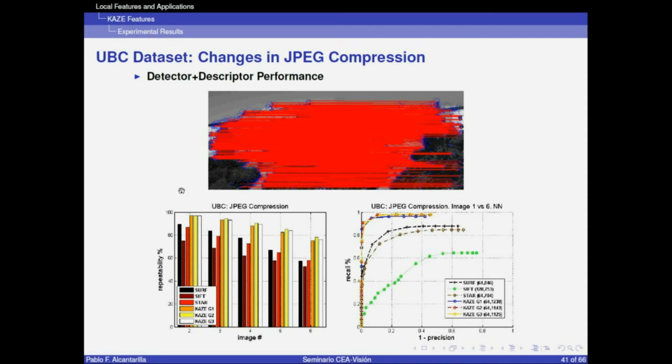This is the UBC dataset that measures the performance of features against changes in JPG compression. And again, we obtain better results for CASE in detection and also joint method performance here.